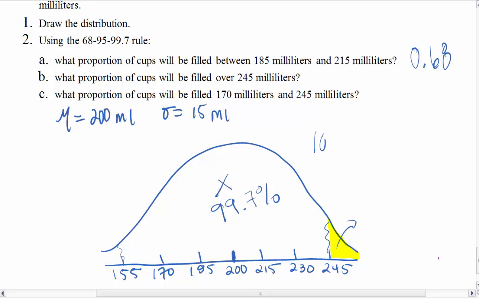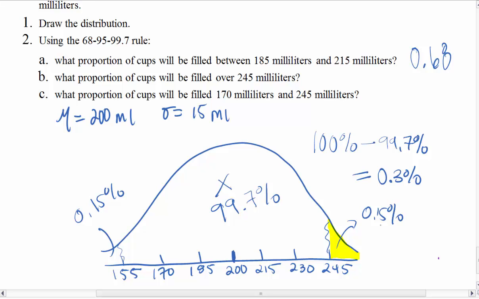Well, we can simply find this by subtracting 99.7 from 100%, the entire area under the curve. So 100% minus 99.7% will give us the leftover or the area out in the tails. This is equal to 0.3%. So that's then down here 0.15% and up here 0.15%. We need to split this in half to get then just the area of one tail. So what proportion of cups will be filled over 245 milliliters? That's equal to 0.0015.